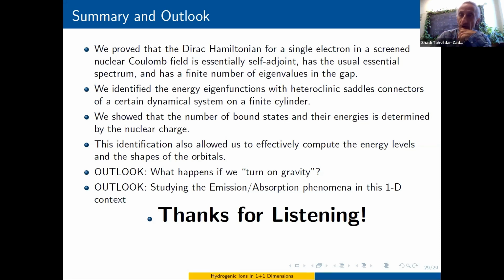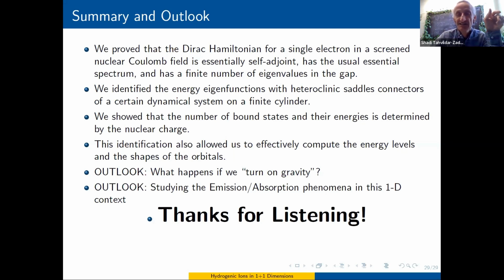Here are two future directions to go. What happens if we, quote unquote, turn on gravity? We kind of know that it will be nothing good, because when you try to do this in 3 dimensions, all hell breaks loose, and you basically lose everything. But maybe in 1D, the situation is different. So this is something that we would like to study.